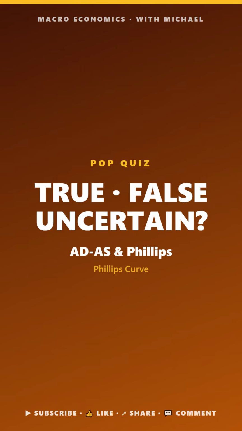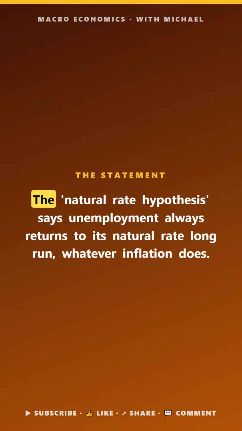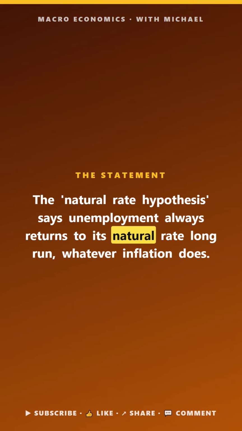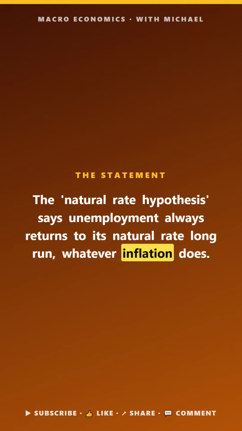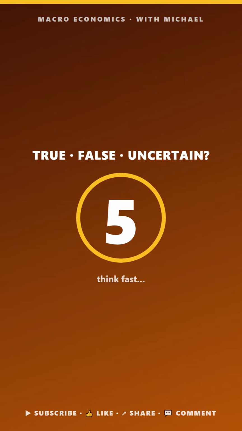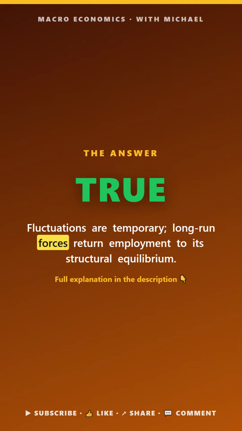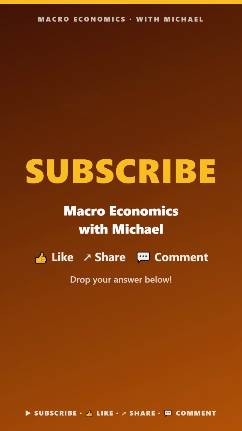Macro Pop Quiz. ADS and Phillips. True, false, or uncertain. The natural rate hypothesis says unemployment always returns to its natural rate long run, whatever inflation does. The answer is true. Fluctuations are temporary. Long-run forces return employment to its structural equilibrium.